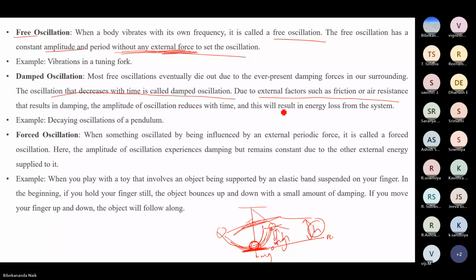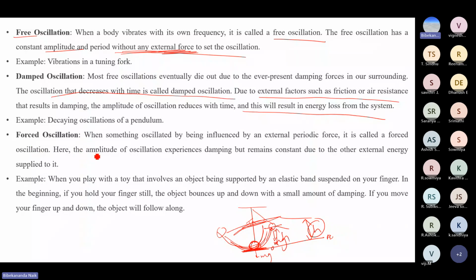Also, due to this damped oscillation, energy is lost from the system, and eventually it will come to rest. That is its minimum energy position, or most stable position. And then there comes forced oscillation.